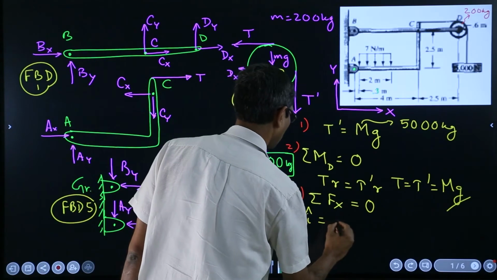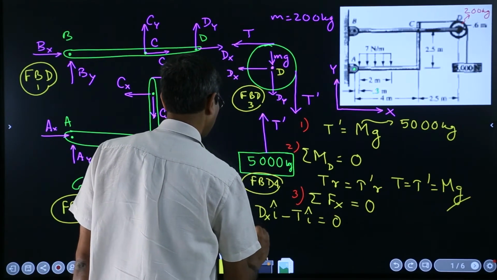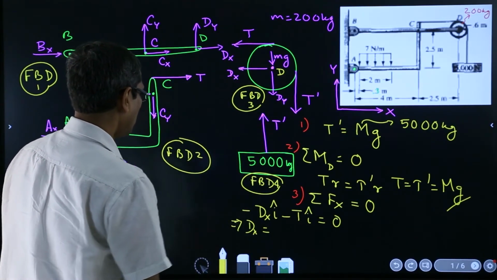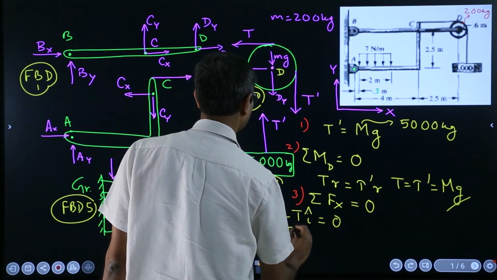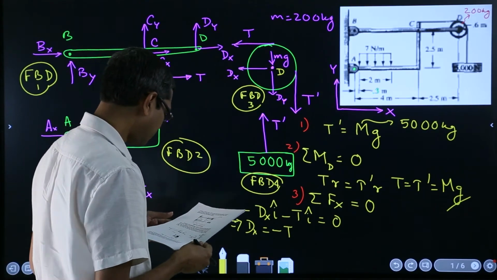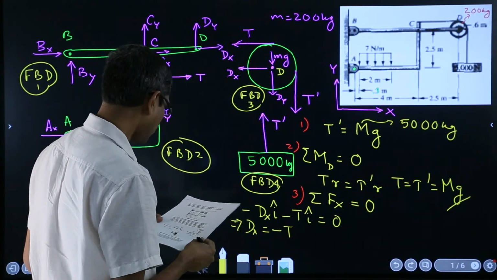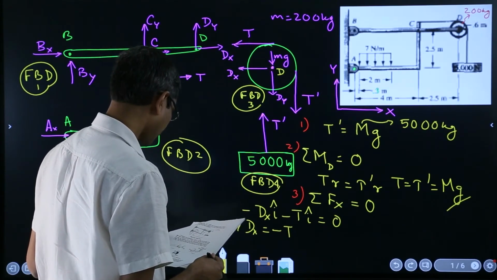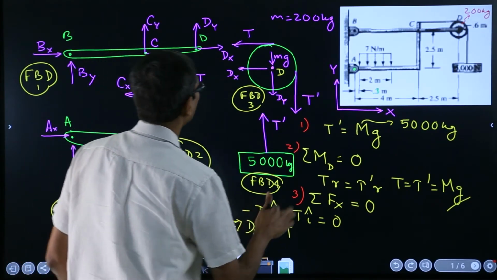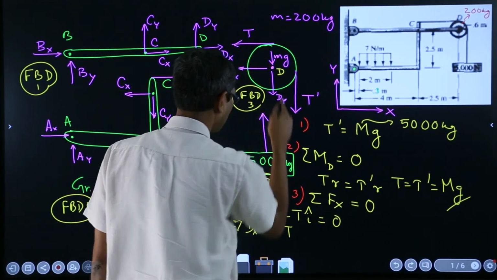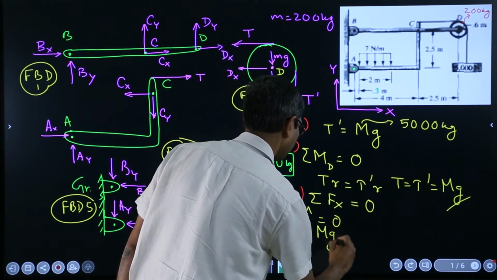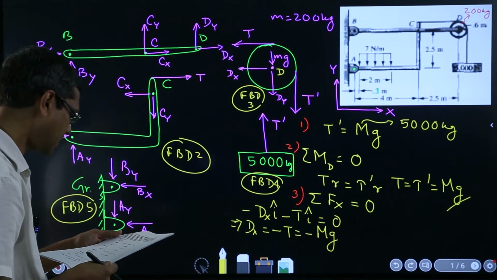Then this goes to 0, which implies Dx is equal to minus of T. Okay. So that means you will get a force of 5000. See, T is in this direction, so this is coming to be minus mg, right?